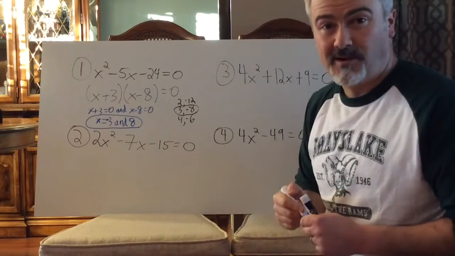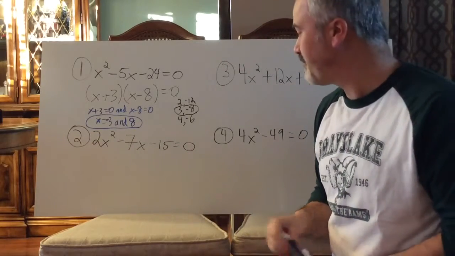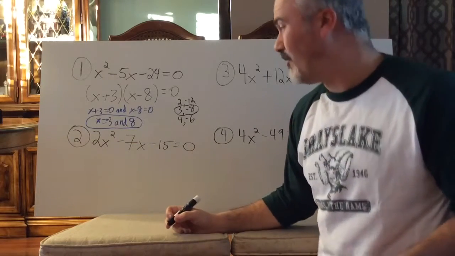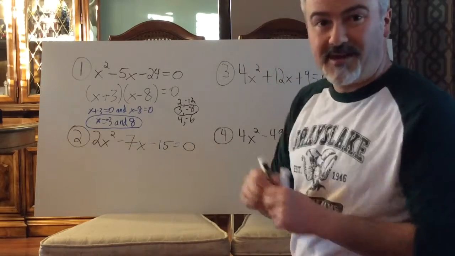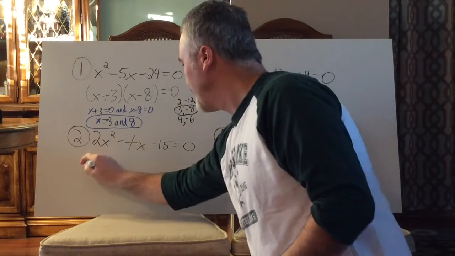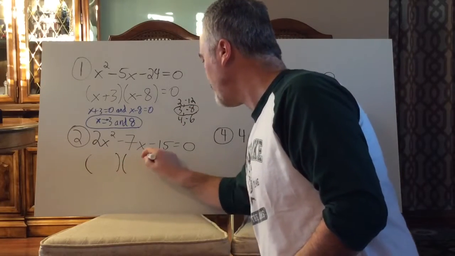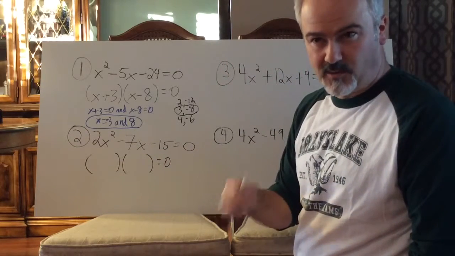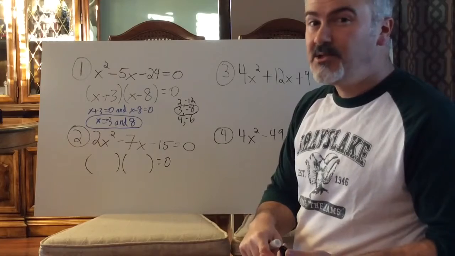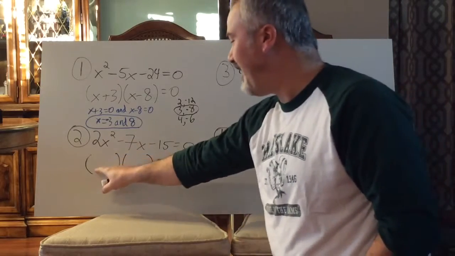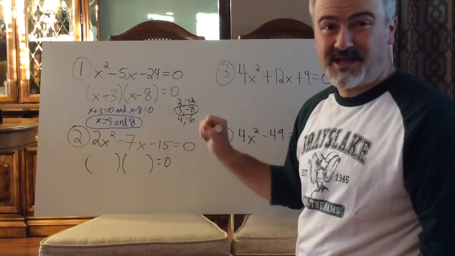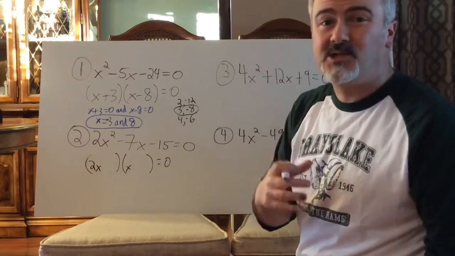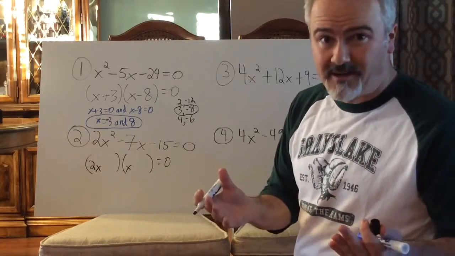Okay, that's number 1. Let's look at problem number 2. Now, if you notice, my A value is a 2, so it's a little bit trickier. So what am I going to do? Well, this time when I make my parentheses, what times what equals 2x squared? Well, 2 is a prime number, so it's got to be 2 times 1. So instead of putting an x and an x here like I did in the first example, I'm going to put a 2x here and an x there because I know that 2x times x equals 2x squared.